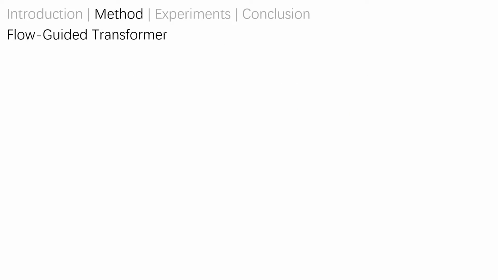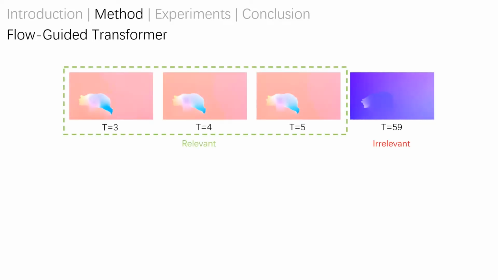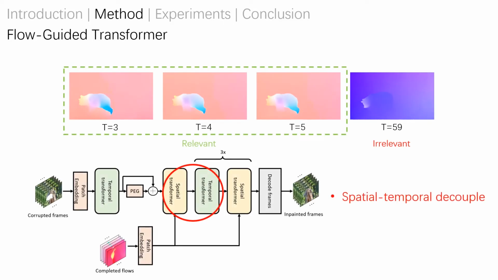Here we introduce the flow-guided transformer. Since the optical flows are locally correlated, we decouple the spatial and temporal processing of transformers and only integrate the completed flows to the spatial transformer. In such a manner, we can fully utilize the guidance from optical flows while saving considerable computation cost.